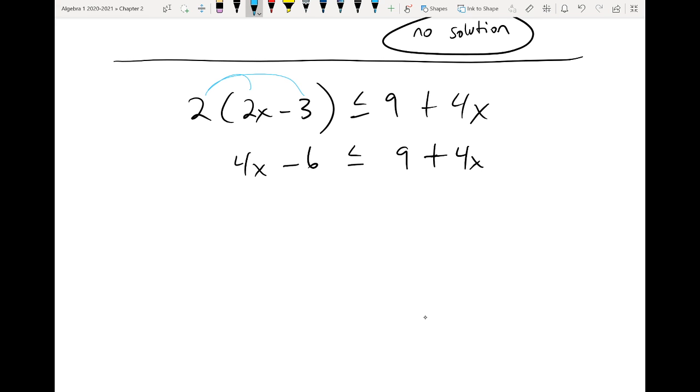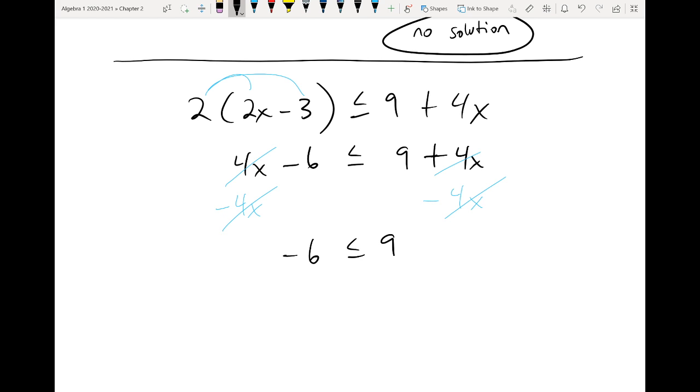And let's go ahead and get rid of that 4x, right? From both sides. Because can we do it in either order? Sure, we could go after the variable first. There's no reason why not. And it's going to cancel both sides. So I have negative 6 less than or equal to 9.